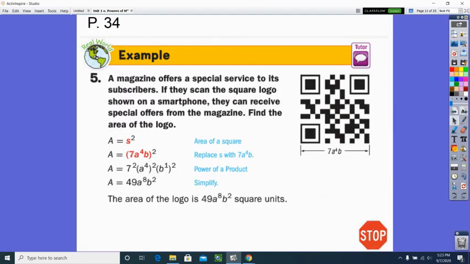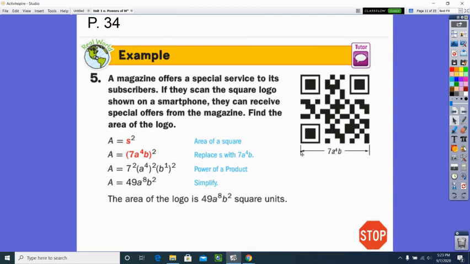So the last thing I want to end with is just here's an example, kind of a silly one again, but a magazine offers a special service to its subscribers. If they scan the square logo shown on a smartphone, they can receive special offers from a magazine. And for some reason, I don't know why, somebody wants to know the area of the logo. So if you notice, one side of the square is 7a to the 4th b, like that would ever happen, right? But anyway, there's one side.